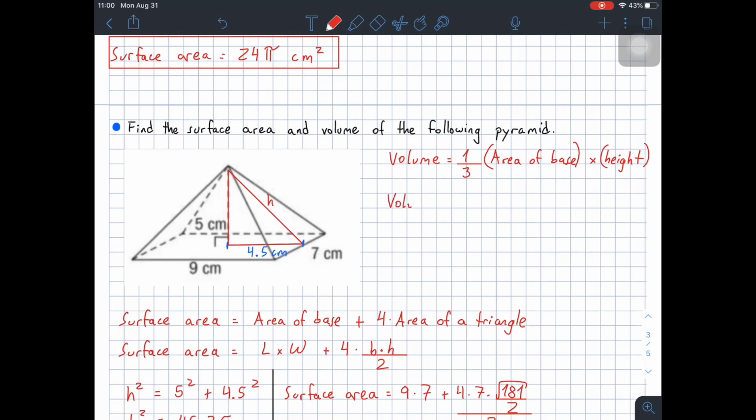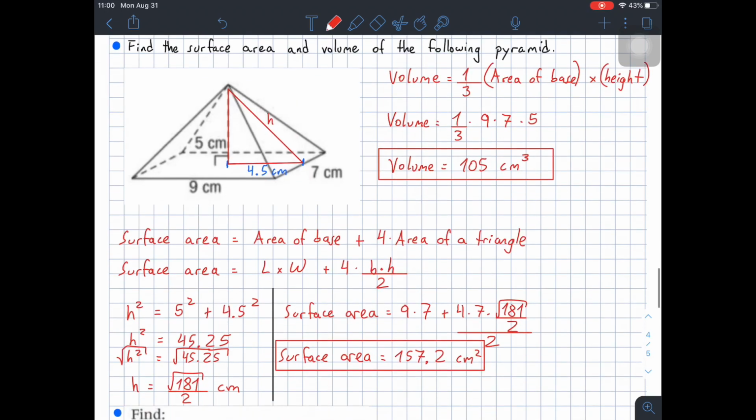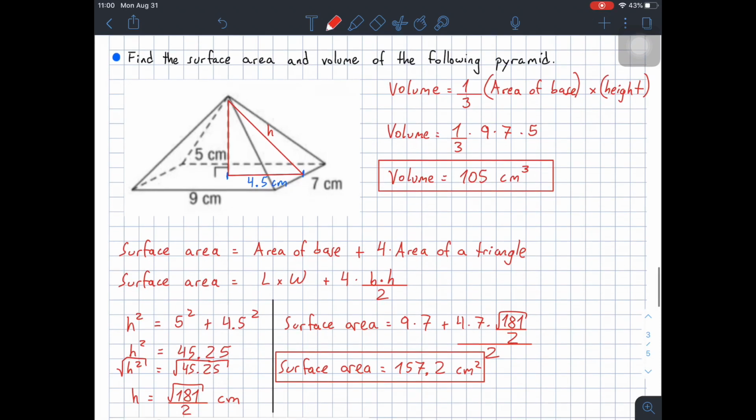So the volume would be, in this case, 1/3. The area of the base is length times width, so that's times 9 times 7. And this is multiplied by the height of this rectangular pyramid, which is 5. Okay, so there we have the volume. So the volume is 3 times 7 times 5, which is equal to 105 centimeters cubed in this case. So there you have the volume and surface area of this rectangular pyramid.